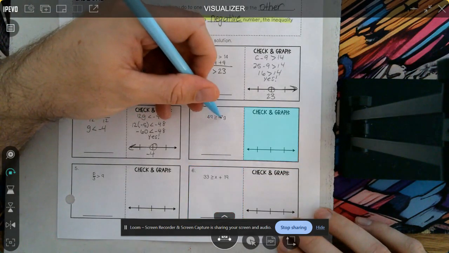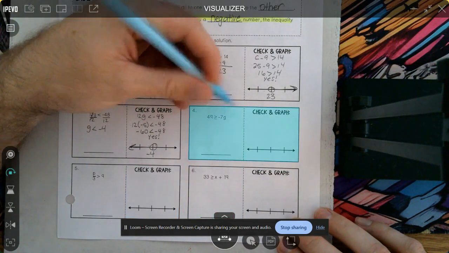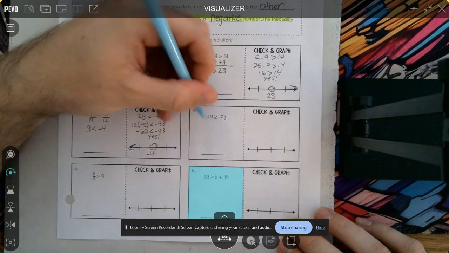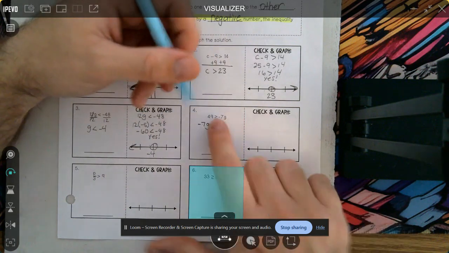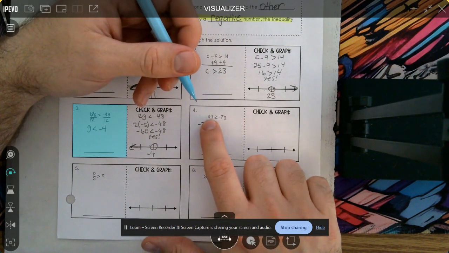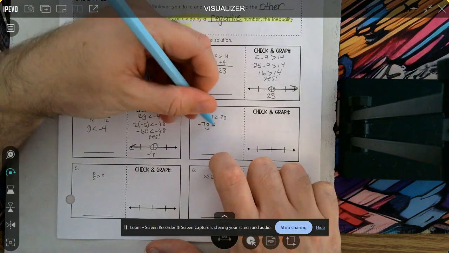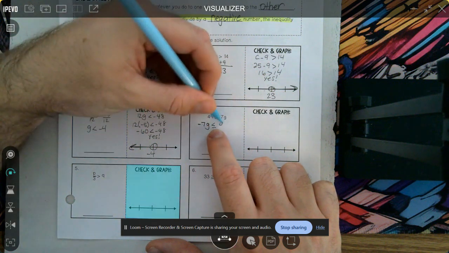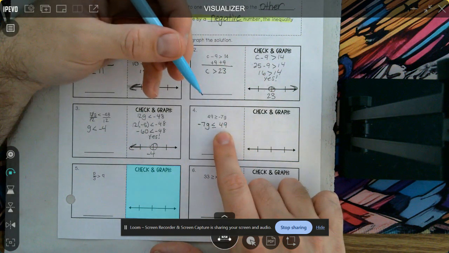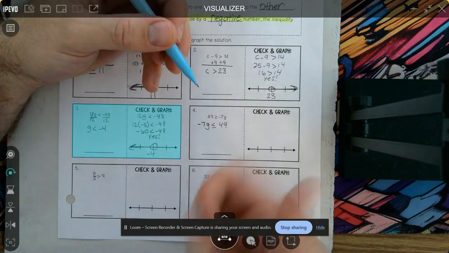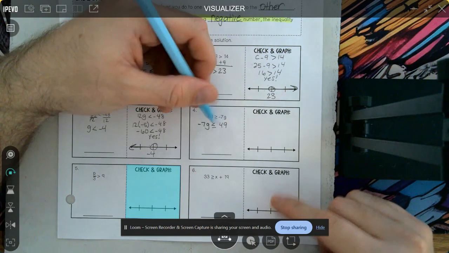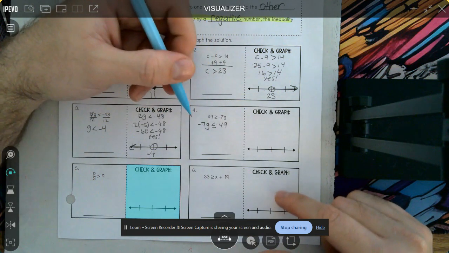Notice how my variable is on the right. We need my variable on the left, so we are going to rewrite this. Negative 7G goes on the left. Notice my inequality is eating the 49, so I'm going to rewrite it to where my inequality is still eating the 49. This is how you rewrite this one. We have to flip the inequality because we're switching the side in which the variable is on.